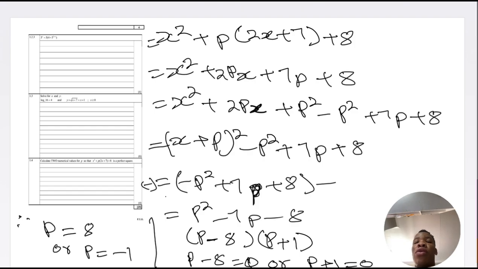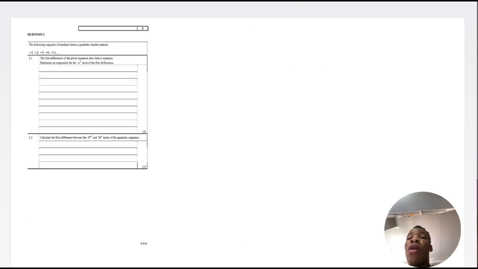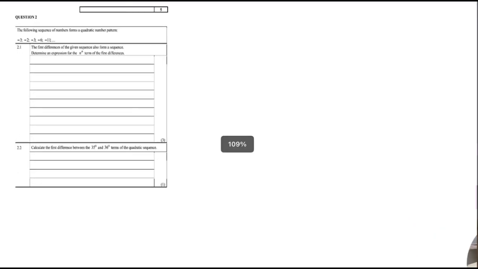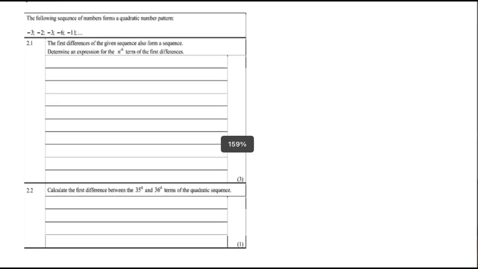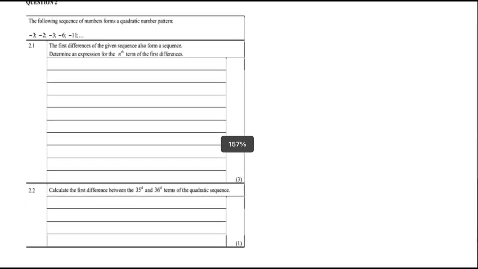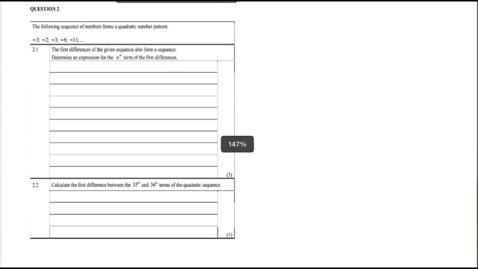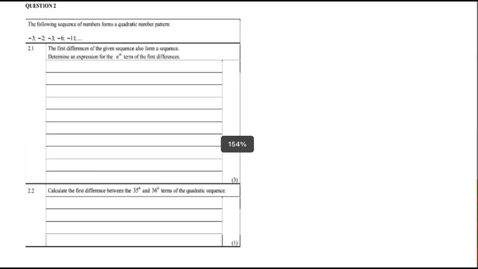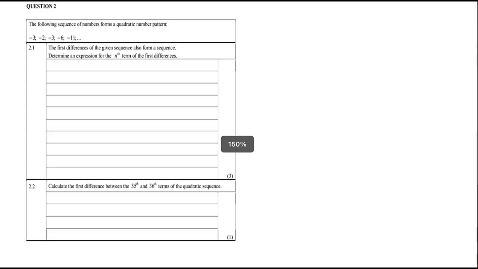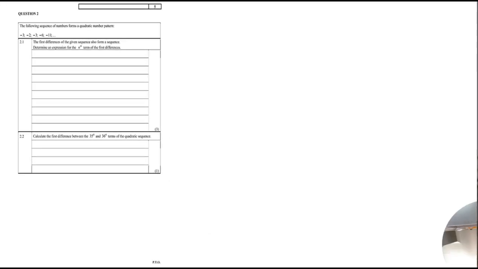So now let's move to question 2. We are given the following sequence of numbers forms a quadratic number pattern: negative 3, negative 2, negative 3, negative 6, negative 11. Then 2.1, they are saying the first difference of the sequence also forms a sequence. Determine the nth term of the first difference. The nth term of the first difference.